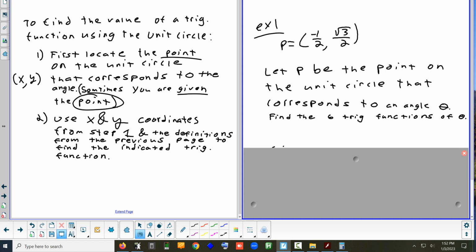So that point represents some angle, which we're just going to call theta. We don't know what it is. If you've done unit circle trig, you know what it is. If you haven't, then you don't. We're going to find the 6 trig functions of the angle that's represented by that location right there.